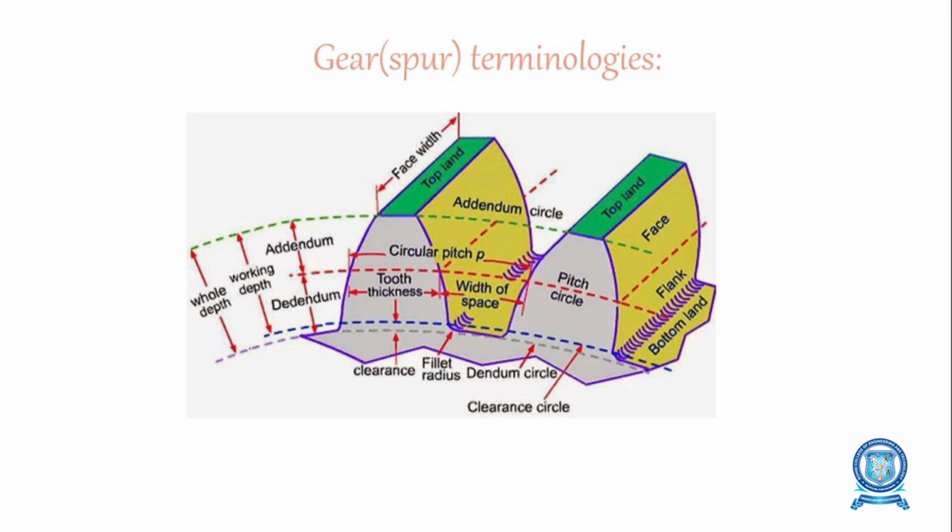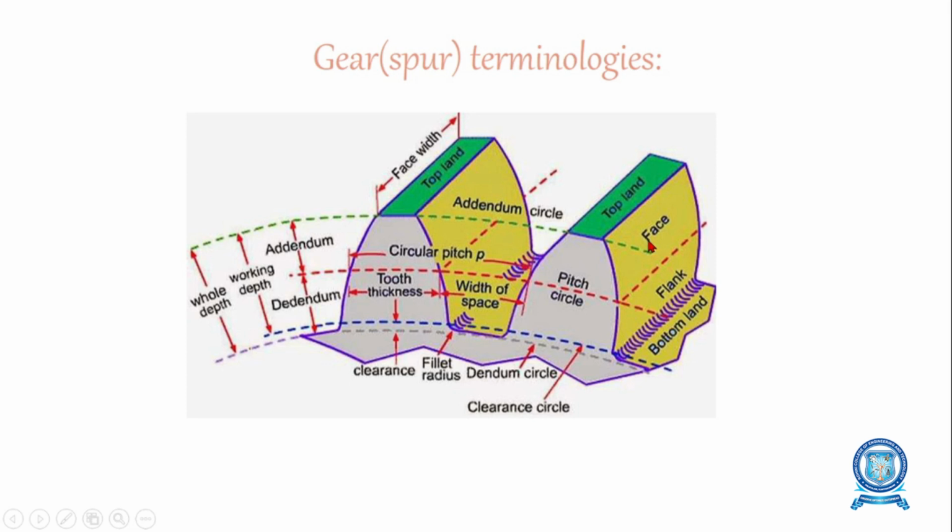Then face of the gear tooth. It is the part of the tooth in the axial plane existing between the tip circle and the pitch circle. So this face is placed between the tip circle, which is called the addendum circle, and the pitch circle.